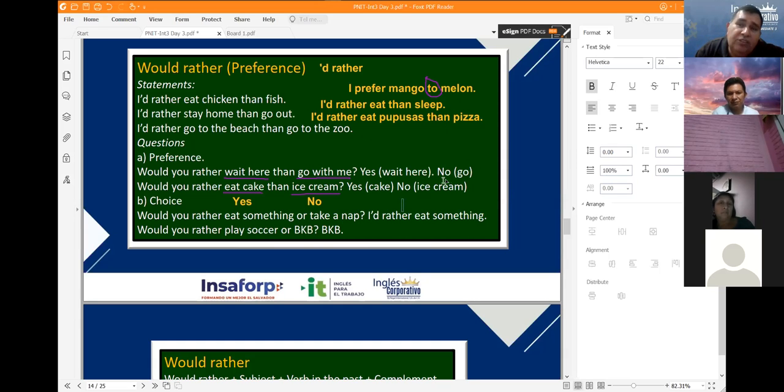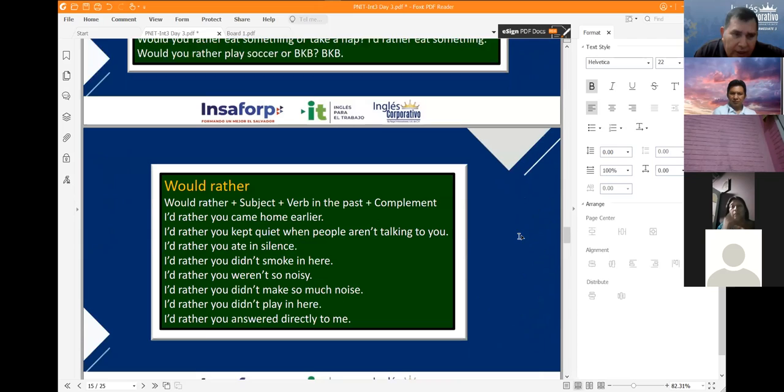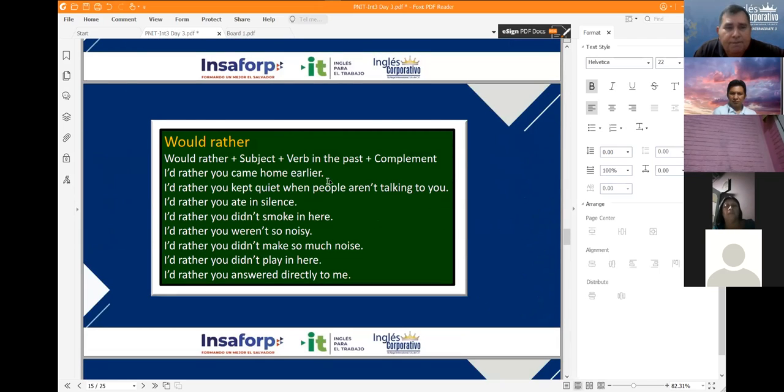Now, if you have any questions later, you ask them. Let's get to the second part. This one is a little more difficult, okay? But just a tiny bit more difficult. Would rather, the same meaning, preference, but this is not a preference I have for myself, but a preference about other people. Check over here. Would rather, subject, verb in the past, and complement. Teacher, what is that? In the past. Check the examples. I'd rather you came home earlier.